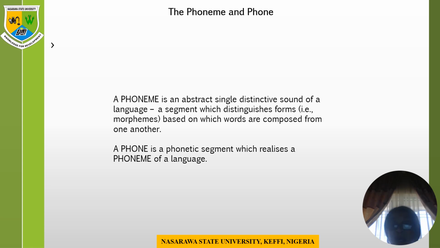Now, the phoneme and the phone. What's a phoneme? A phoneme is an abstract single distinctive sound of a language. That is, a segment which distinguishes forms, i.e., morphemes, based on which words are composed from one another. What is a phone? A phone is a phonetic segment which realizes a phoneme of a language.